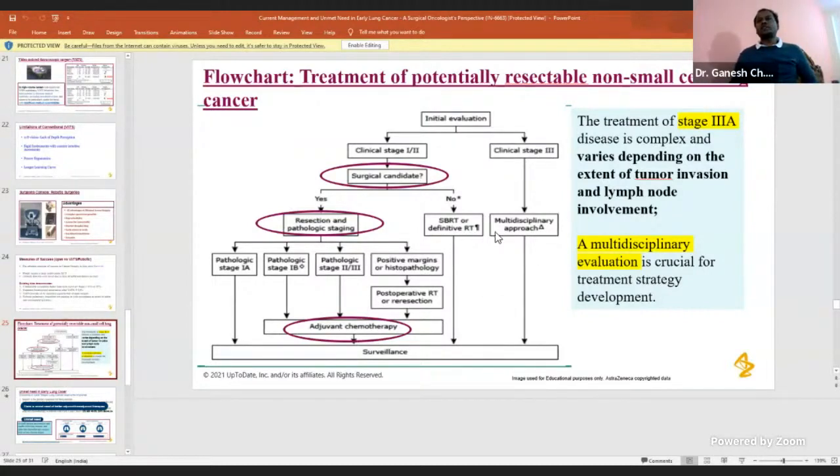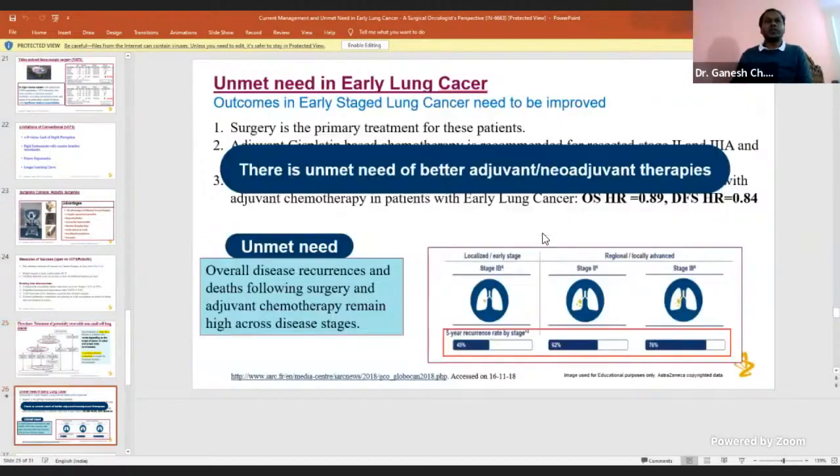And clinical stage 3 needs a multidisciplinary approach. We do mediastinal dissection and, as per stage, we do concurrent chemoradiotherapy.